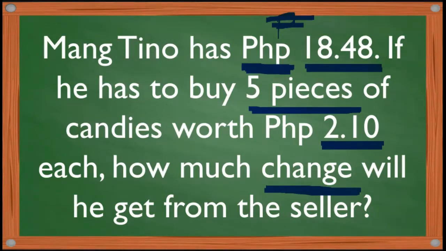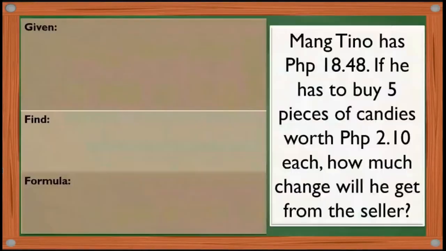Okay, let's try to answer this question. Let's try to answer the problem step by step. In solving a problem, we will start first with the given. Ano ba yung mga given dyan? Siyempre, ang mga given ay yung mga numbers. So, underline natin ito, number. 5 pieces of candy. And then 2 and 10 cents. So, meron tayong tatlong given.